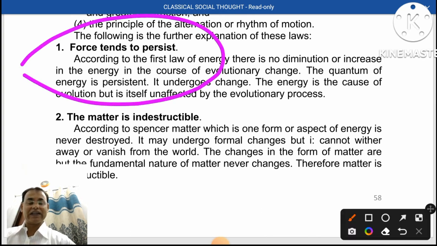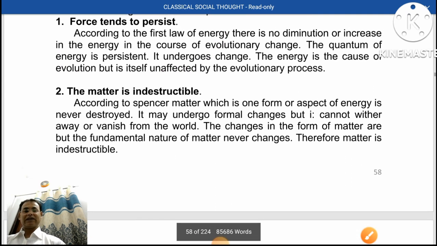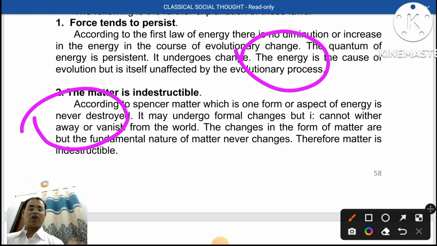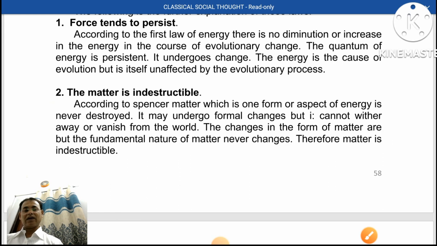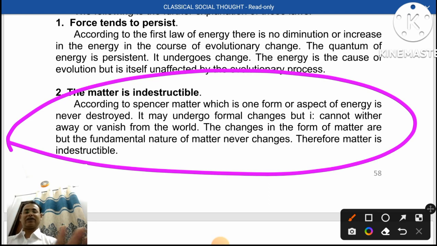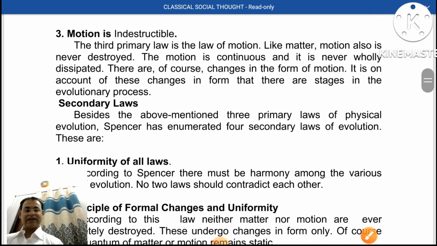Force tends to persist. According to the first law of energy, there is no diminution or increase in the energy in the course of evolutionary change. The quantum of energy is persistent. It undergoes changes. The energy is the cause of evolution, but itself unaffected by the evolutionary process. The matter is indestructible. According to Spencer, matter, which is one form or aspect of energy, is never destroyed. It may undergo formal changes, but it cannot wither away or vanish from the world. The changes are in the form of matter, but the fundamental nature of matter never changes. Therefore, matter is indestructible.